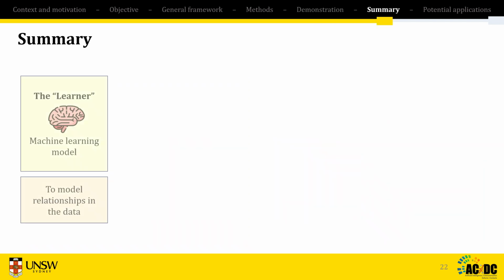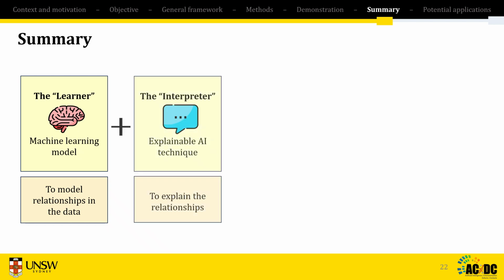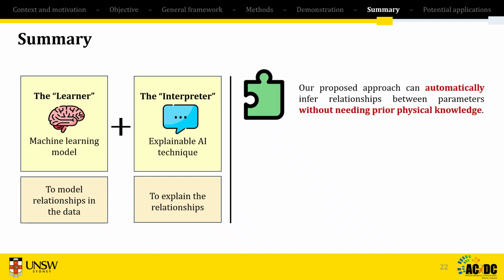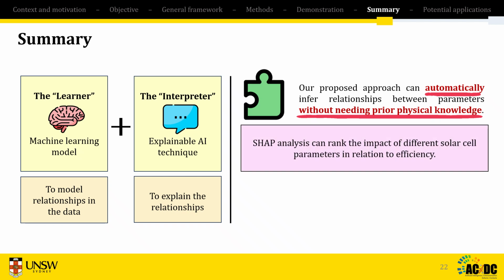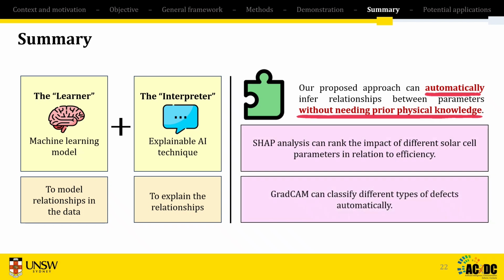So to summarize, we used learners to model the relationships in the data and interpreters to explain these relationships. With this, we demonstrated that our approach can automatically infer relationships between parameters without needing prior physical knowledge. With SHAP and Grad-CAM, we can rank the impact of different solar cell parameters and image features in relation to performance losses. So note that this is just one part of a much bigger puzzle.